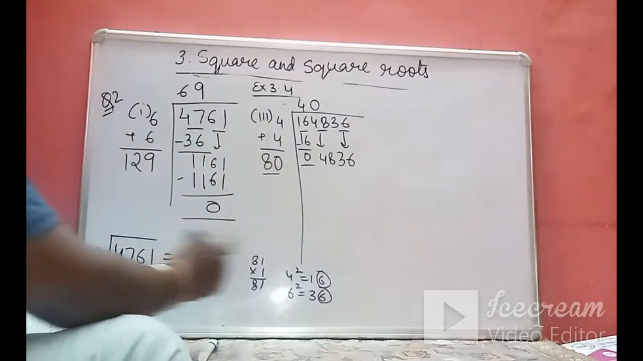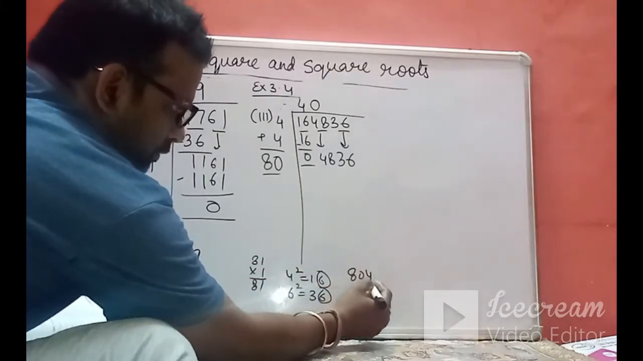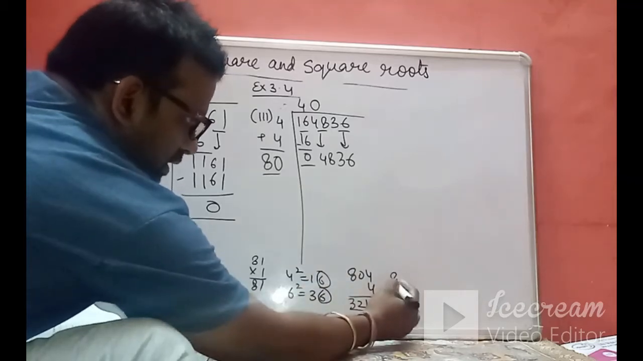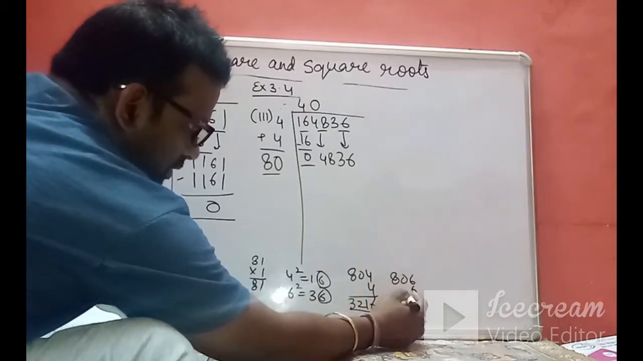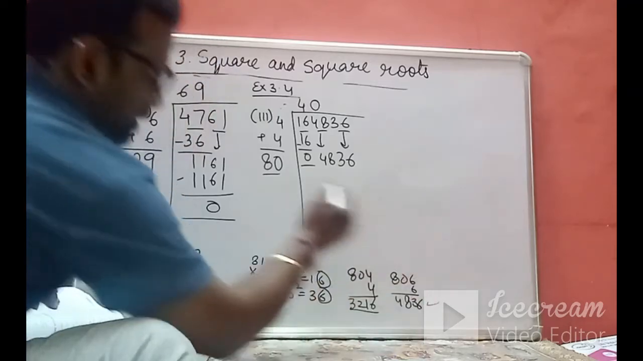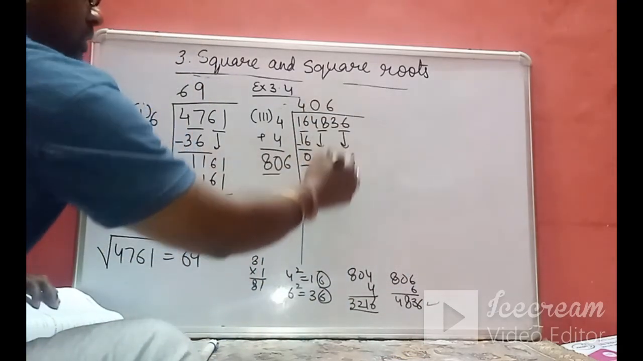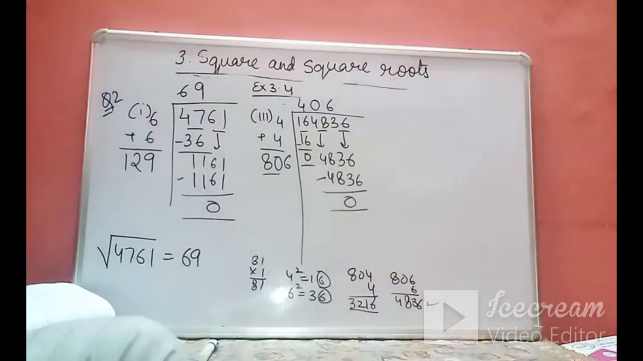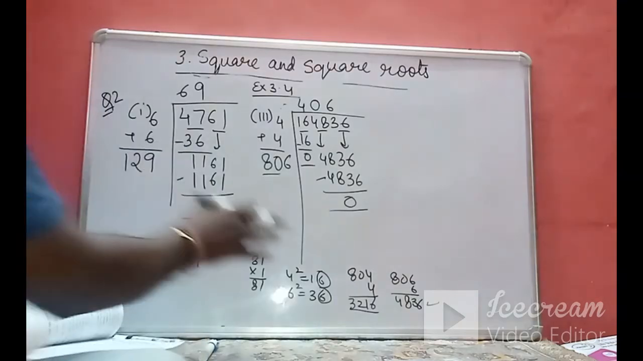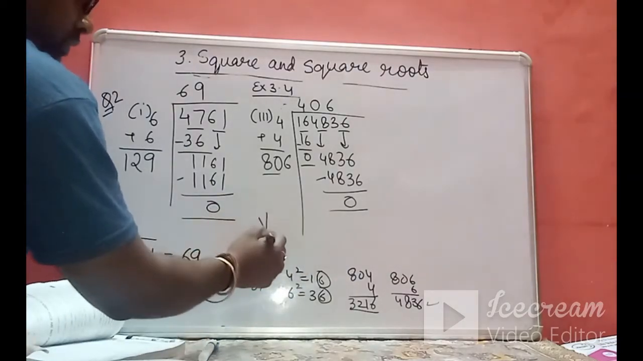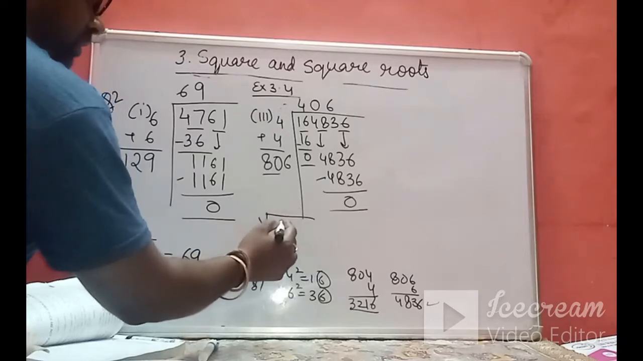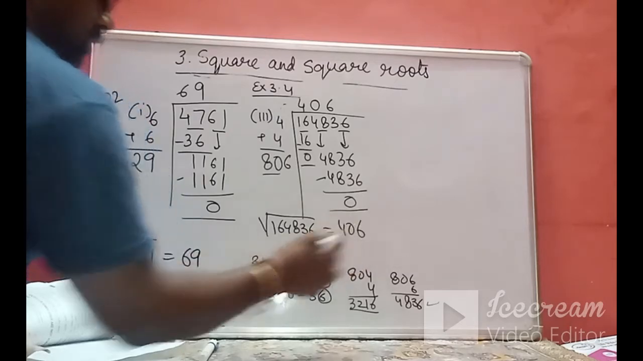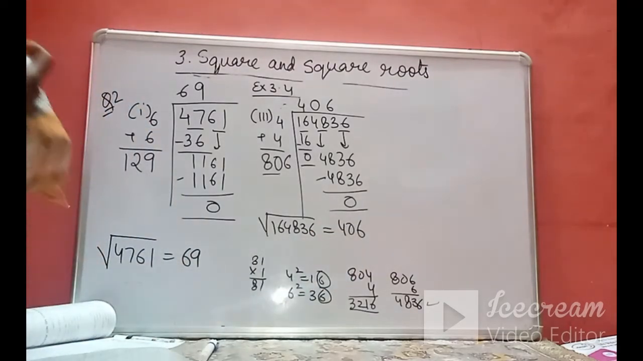So suppose if I put 4, so I will get 804 into 4, that is 3216, smaller than this. Then I will check for 6, so it will give me 4836. So this is my answer. So I will put 6 here. So it is 4836, subtract it. Okay, so I can say that square root of this number 164836 is actually 406. Understood?